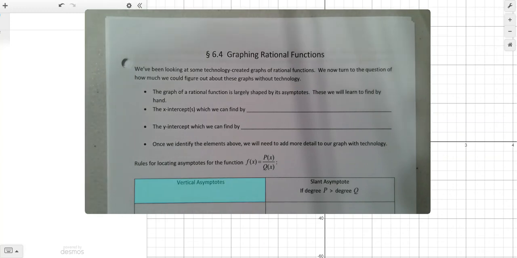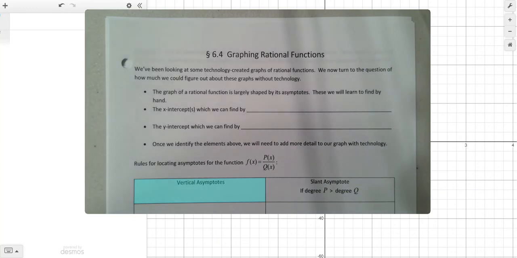This is section 6.4, and we're going to talk a little bit more about graphing rational functions. We've already taken a look at how to draw a graph if we're just shifting a basic rational function like 1 over x, moving it left or right, up or down, reflecting it, those kinds of things. But what about more complicated rational functions, ones that don't follow just a shift of that basic graph?